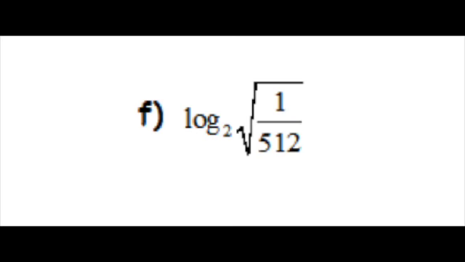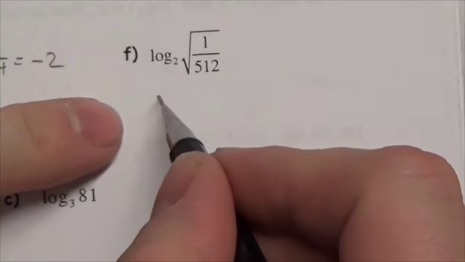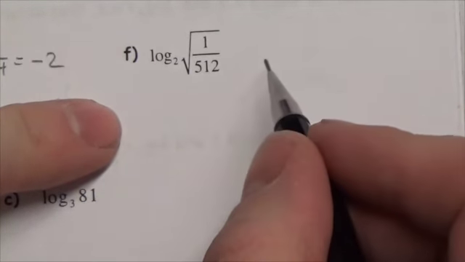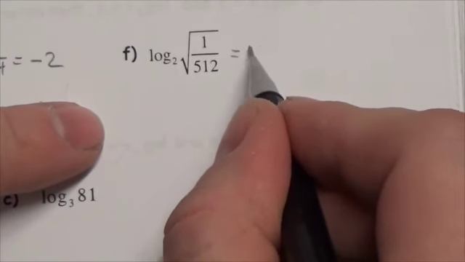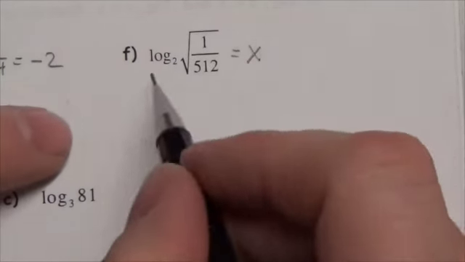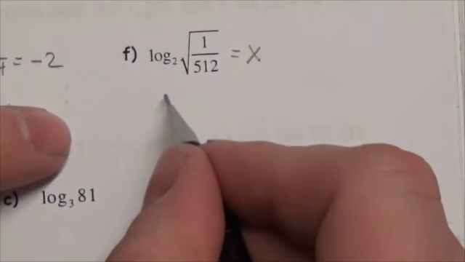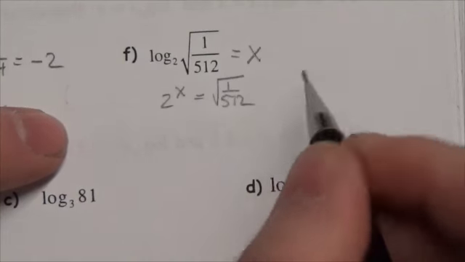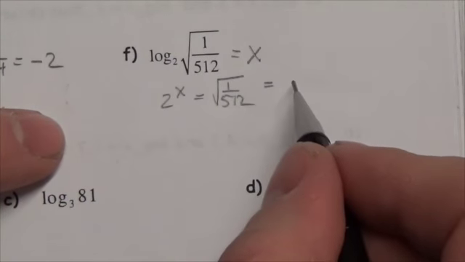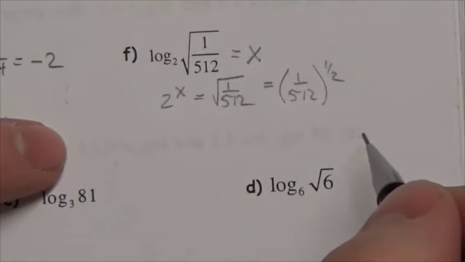Log base 2 of the square root of 1 over 512. Now for this one, it would be nice if I could just say 2 to what power gets me this, but I suspect this one's going to be a little bit harder to work through because there's a lot more going on in this question. So let's go back to our first way of doing this. Let's make this equal to x, and then we'll evaluate for x. So we're going to put this into exponential form. 2 to the x is going to equal the square root of 1 over 512. Well, first of all, that square root is going to be 1 over 512 to the 1/2.